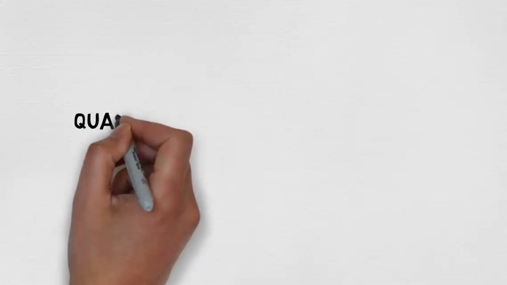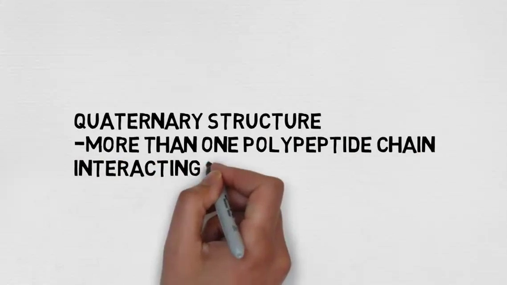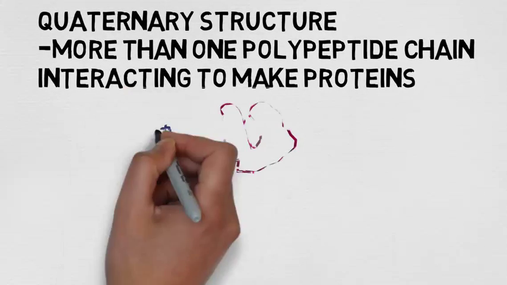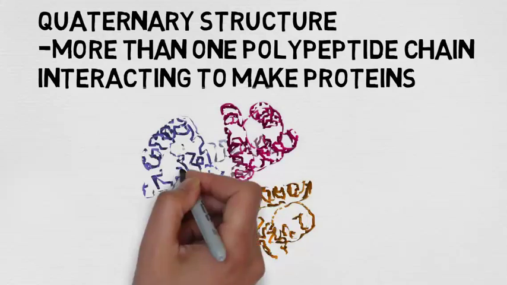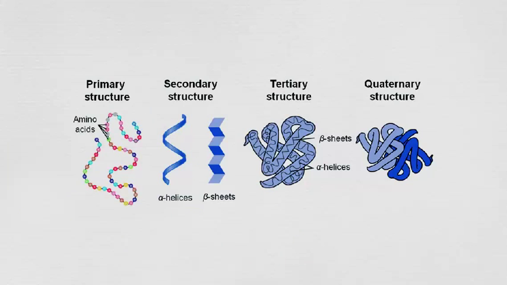Lastly, the quaternary structure, which is when more than one polypeptide chain interacts to make a protein. They have the same bonds as tertiary structure. All proteins have primary to tertiary structures, but only some of them have quaternary structures.